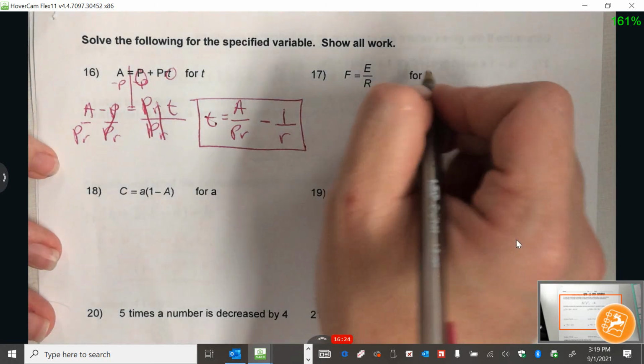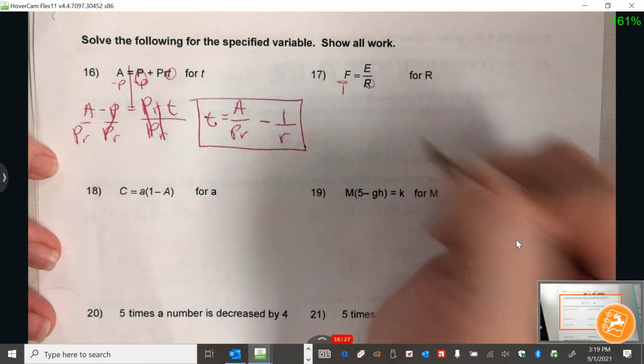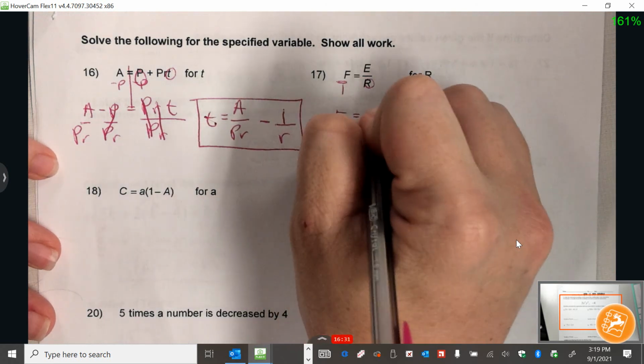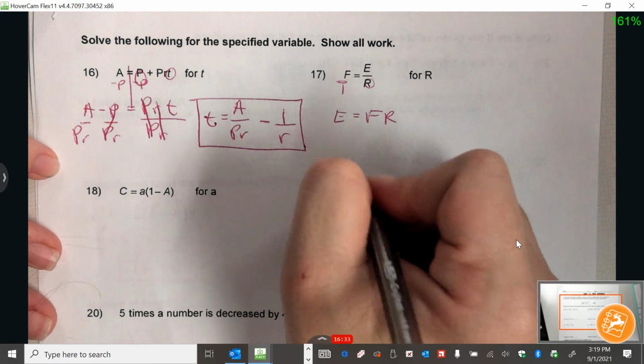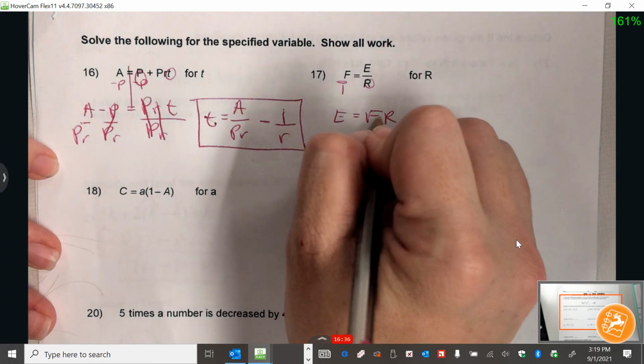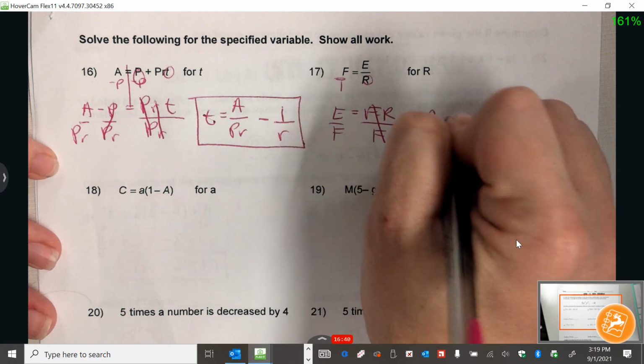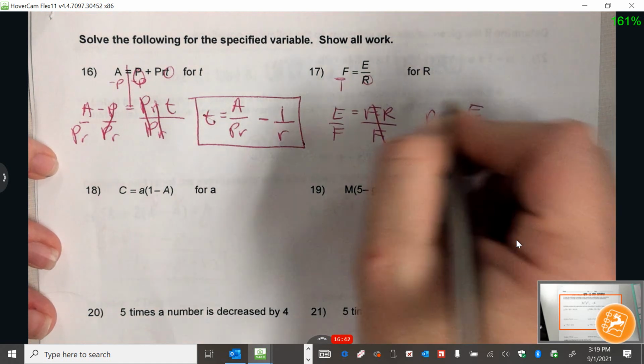Now here, we're solving for r. I can make this a fraction, and I can cross multiply. E times 1 is e. F times r is fr. Okay, and I'm trying to get r alone, so this is multiplying. Divide both sides by f. And I get r equals e over f.